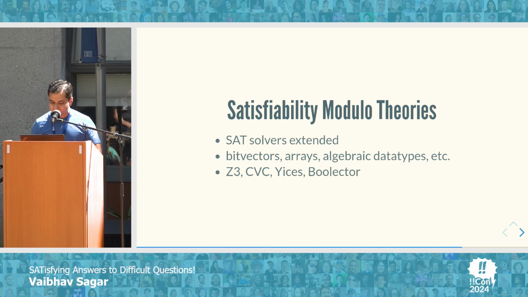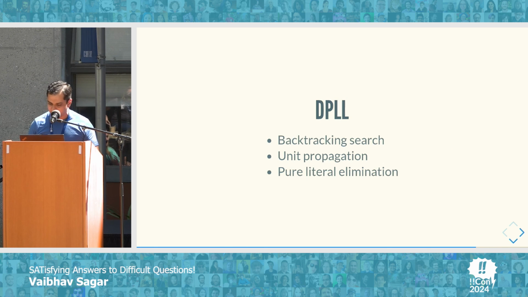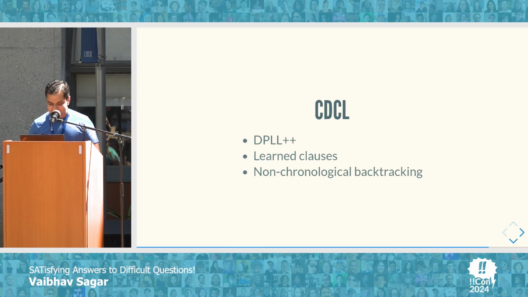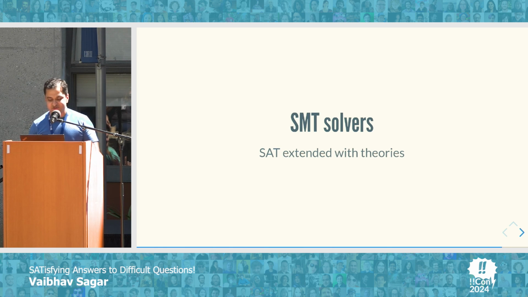All right, let's recap. SAT solvers are programs that solve NP-complete problems expressed as Boolean formulas in conjunctive normal form. DPLL is backtracking search with unit propagation and pure literal elimination. CDCL is DPLL extended with learned clauses and non-chronological backtracking. SLS is random guessing with probabilistic variable flipping. And SMT solvers are SAT solvers extended with theories.